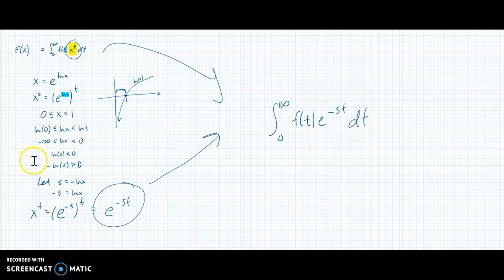One thing I need to say. If ln of x is less than 0 and negative ln of x is greater than 0, look here. Negative ln of x is the same as s. So since negative ln of x is greater than 0, then s has to be greater than 0. So this is true for s greater than 0. Boom. There's your Laplace transform, and we'll do an example in a moment.